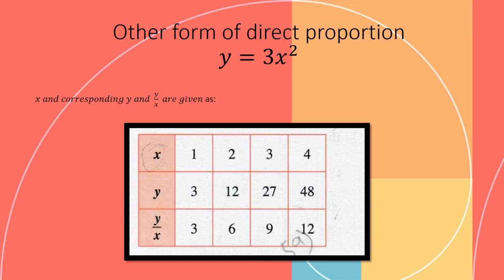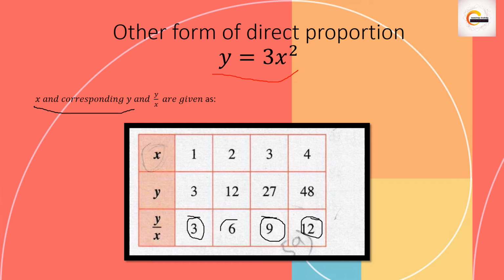Other form of direct proportion: y is equal to 3x square. Here are values of x and the corresponding values of y and y upon x, which is the rate. We can clearly see that when the value of x is increasing, y is increasing, but in each column the rate is different. In the first column the rate is 3, second is 6, third is 9, and fourth it is 12. So it keeps on changing.